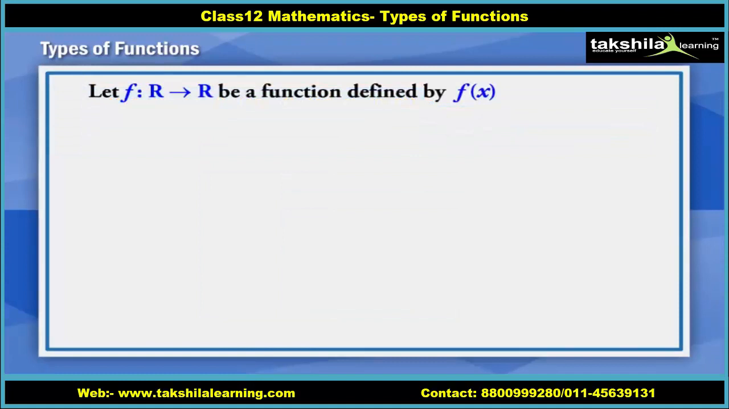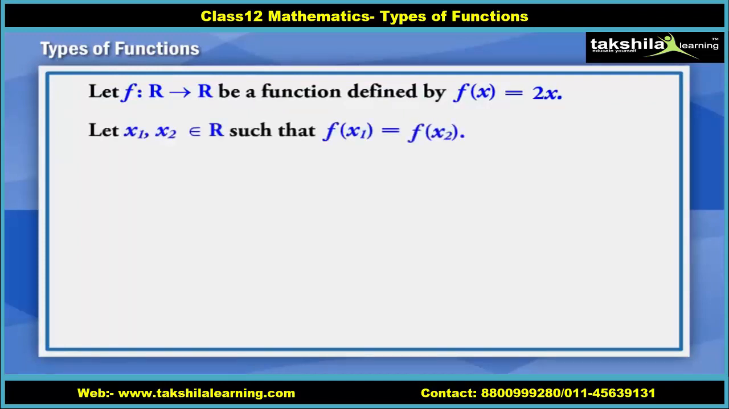Moving forward, let's now show that the function f from R to R defined by f of x is equal to 2x is a 1-1 function. Let x1 and x2 be any 2 arbitrary elements from domain R of function f such that f of x1 is equal to f of x2. Now, f of x is equal to 2x. So, f of x1 is equal to f of x2 implies that 2x1 is equal to 2x2. This gives x1 is equal to x2.